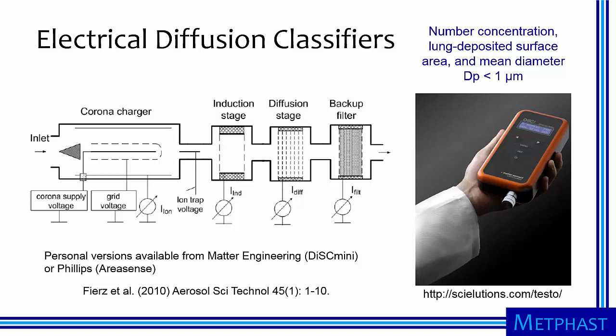The particle number, lung deposited surface area, and mean diameter are estimated from the electrical charge that drains from the diffusion and filter stages.